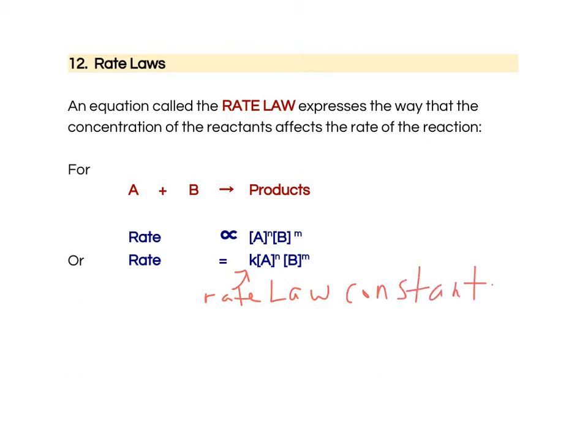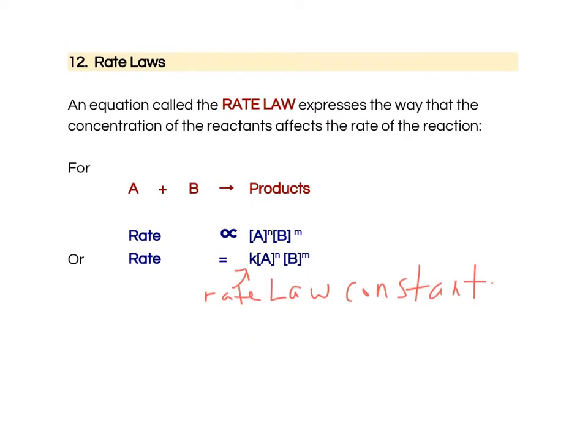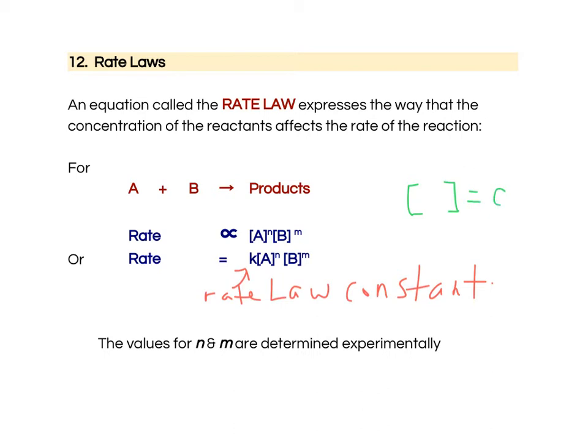And again, remembering what I said about N and M, those are just the exponents attached to the concentration values, and we're going to determine those experimentally. Just a reminder that whenever you see a particular molecule in square brackets like that, that just means we're talking about its concentration, most often in moles per liter.